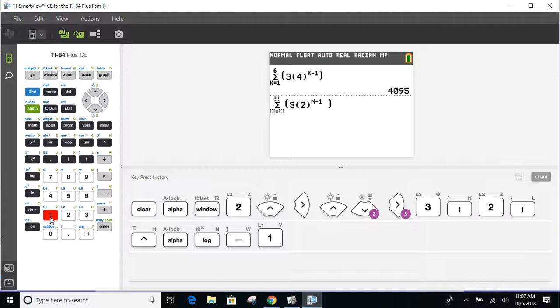Questions? You could use X, that's fine. Just make sure it's consistent here and here. You don't switch X and N because I don't know what'll happen. Probably an error. We all good on using the sigma?